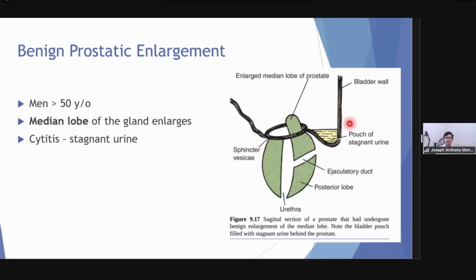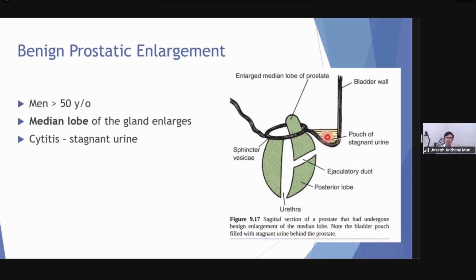If there is stasis of the urine, since we all know internal organs contain different forms of bacteria, the bad bacteria could further proliferate and cause inflammation or infection. So if there is stagnant urine secondary to the enlargement of the median lobe of the prostate, aside from possibly causing cystitis, this would also be the cause of the lower urinary tract symptoms, such as frequency.